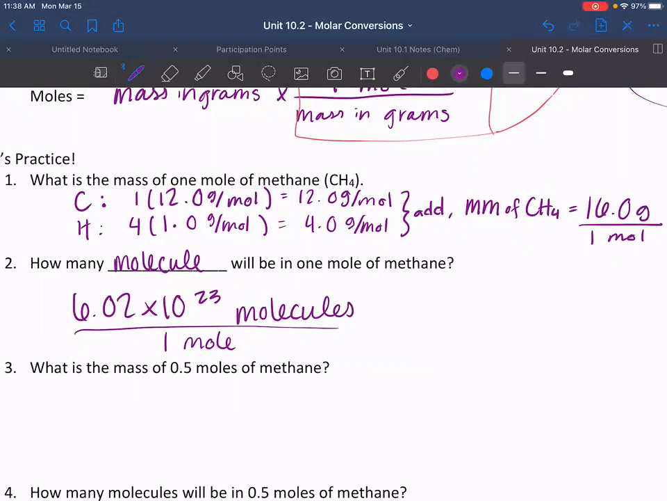Now, if I have half a mole of methane, what would my mass be? So that's how many molecules. Now we're talking about mass. So this term here, this is defined as 1 mole of methane weighs 16 grams. So what if I have half a mole? Bam, 8 grams. Beautiful. Because this is just 0.5 of 16.